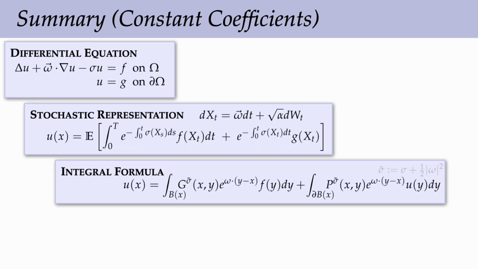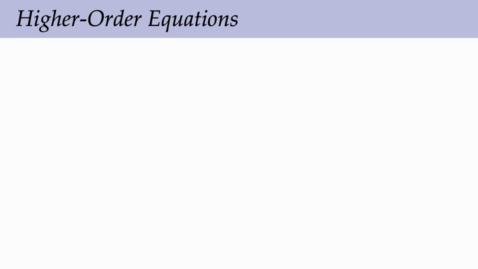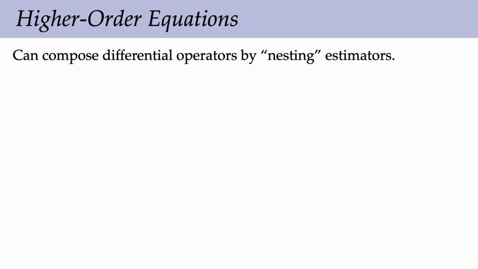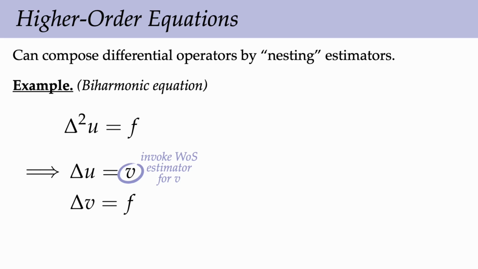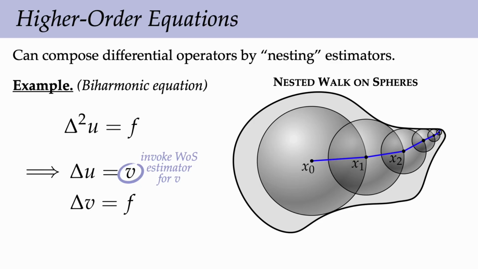Okay, so that completes the sketch of how we go from our second-order PDE all the way to a Monte Carlo estimator. A small but very useful observation is that we can also compose differential operators by nesting estimators. For instance, if I want to solve a fourth-order biharmonic equation, Laplace squared u equals f, I can write this as two second-order Poisson equations, delta u equals v and delta v equals f. And then every time my estimator needs to evaluate v, I can just think about that as estimating a source term, and instead of sampling a single point, I'll take a whole walk on spheres all the way to the boundary, like this, okay?